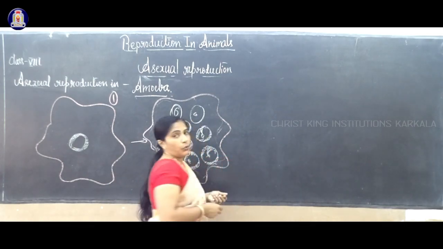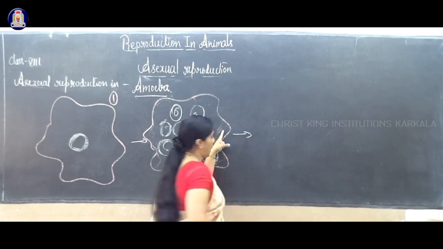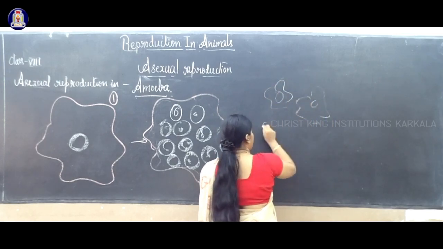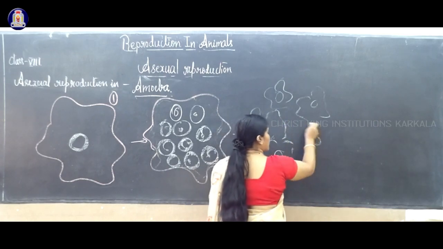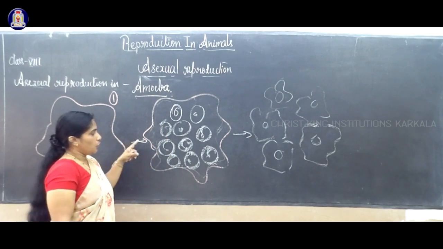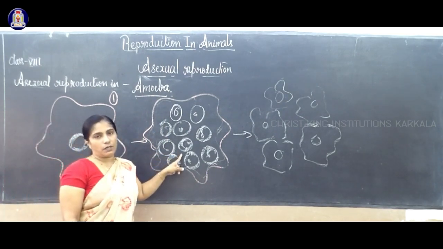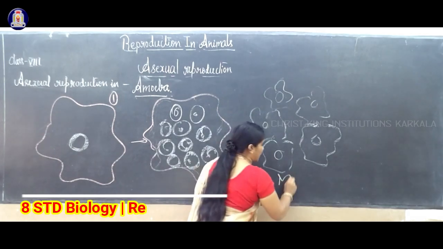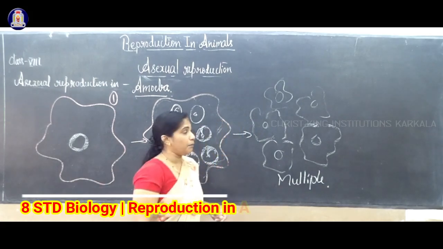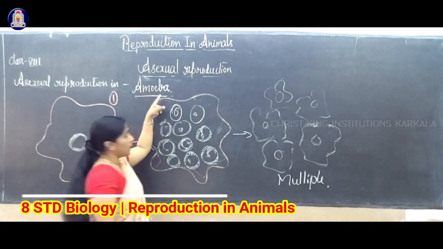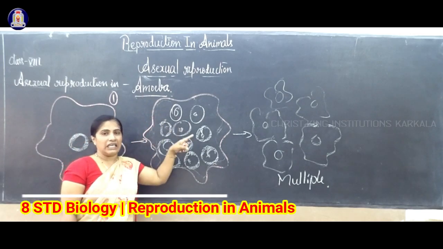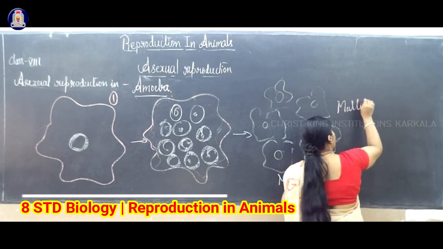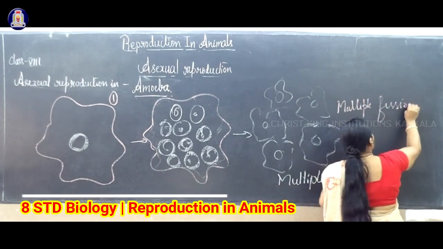Then, during favorable conditions, it will burst open. There is a formation of many individuals, multiple young ones. So from a single mother cell, many nuclei form, then it divides and bursts open during favorable conditions, and again there is a formation of multiple cells, multiple amoebae. A-M-O-E-B-A is single, A-M-O-E-B-A-E is plural, the young ones or new offspring. So this process is called multiple fission. It is not included in your textbook.